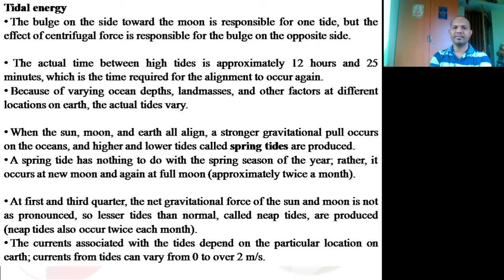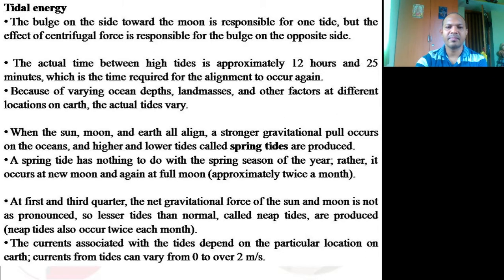At the first and third quarter, the net gravitational force of the sun and moon is not as pronounced, so lesser tides than normal, called neap tides, also called ebb tides, are produced. The neap tides also occur twice each month.